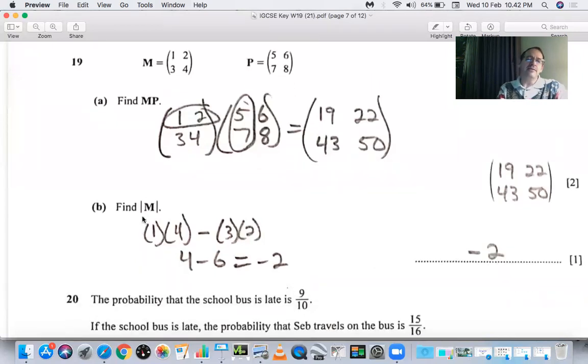Now this looks like an absolute value, but what it is in matrices is the determinant.